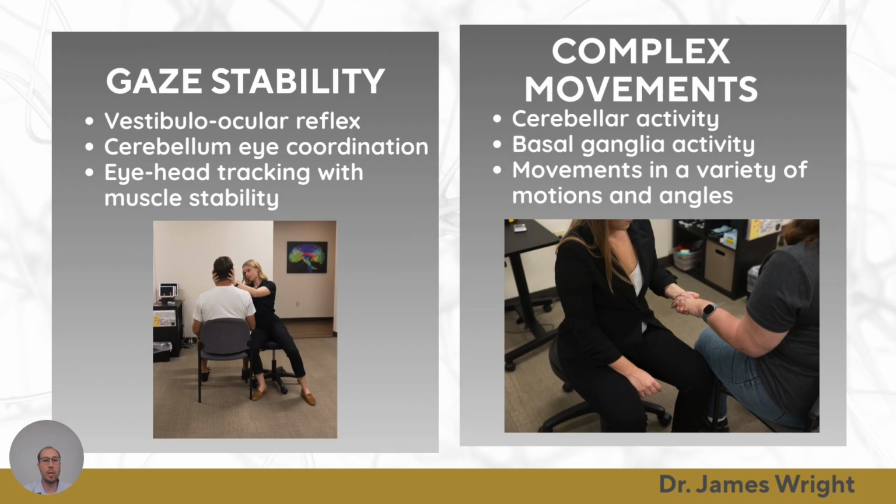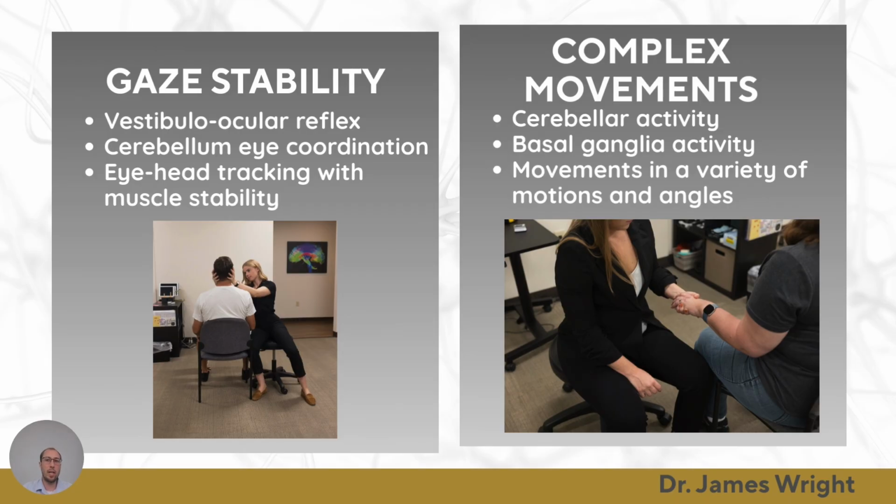Okay, so now we have complex movements. I've said a lot about the cerebellum. I'm a fan of it. Cerebellar activity tends to be anything that is complex. Now, what is a complex movement? As you can see in the picture here, one we do is have your arm out and move it through various angles. Going through these various angles adds a lot of things into the system.